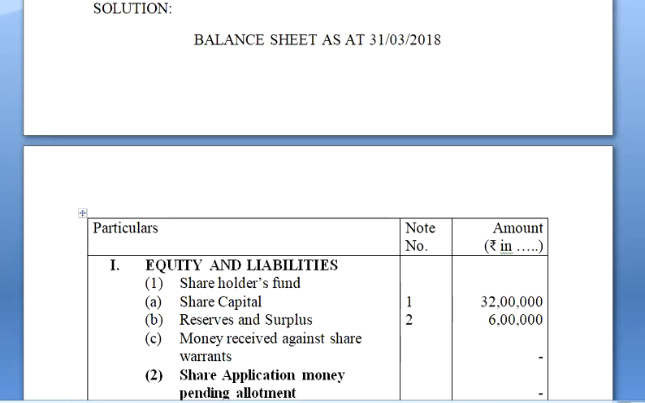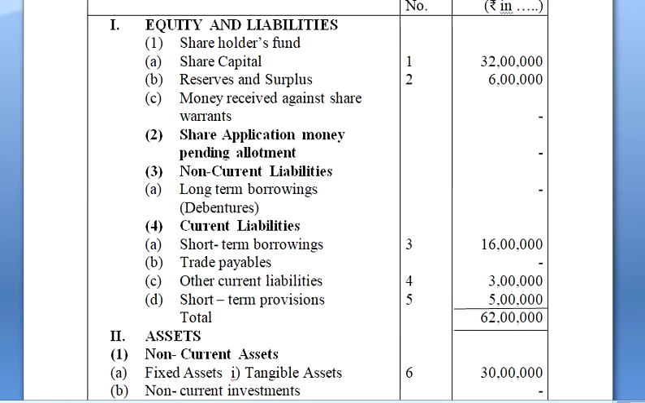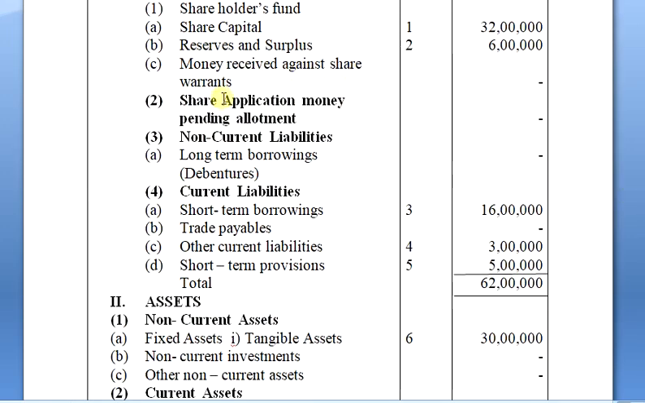We have maintained a note. What is the note? We can see here. See the note here, reserves and surplus. What is the only thing? Debenture redemption reserve. How much we got here? 6 lakhs. So that 6 lakhs we have considered here. So next, moving on to the next thing. Money received against share warrants, nothing is there. It is nil. Share application money pending allotment is nil.